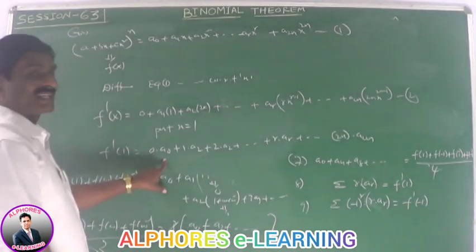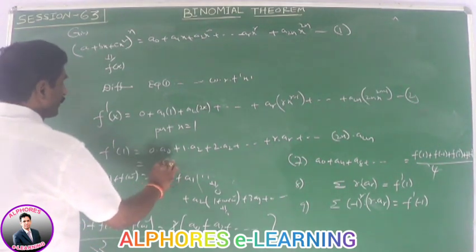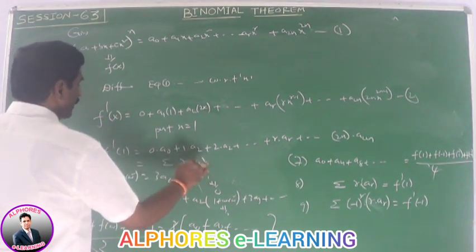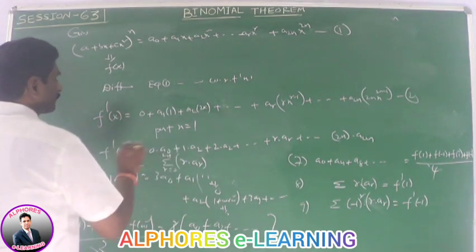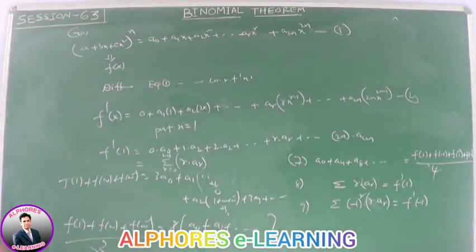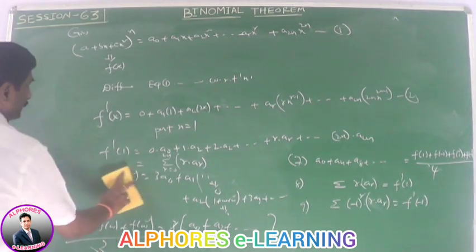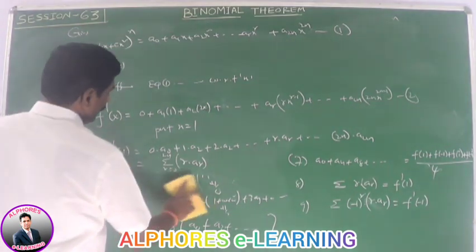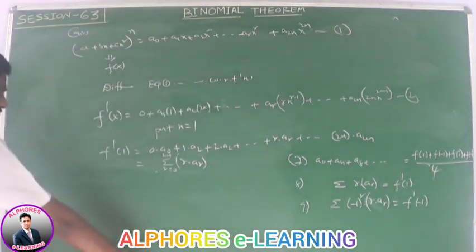What is this value? Sigma of r into a suffix r, r is equal to 0 to 2n. Please note this value. Sigma r into ar is equal to f dash 1.